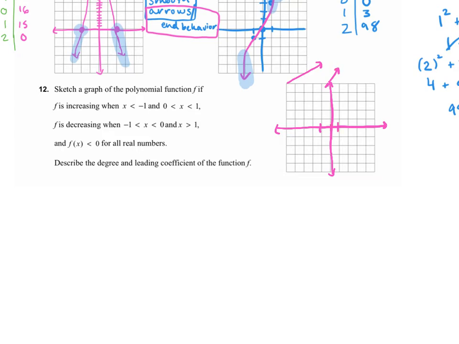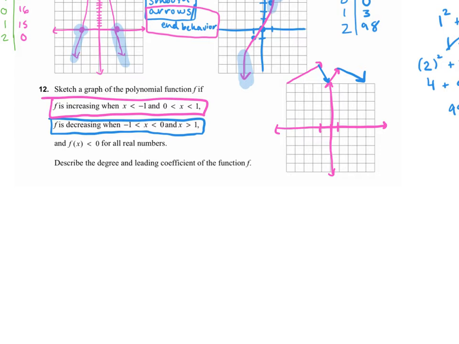And then in between -1 and 0, we're decreasing. So here, we're decreasing. And greater than 1, we're decreasing. So everything greater than 1, we're decreasing. I just decide where we are increasing and decreasing. So I just put my arrows up top to tell me when I'm increasing and decreasing.